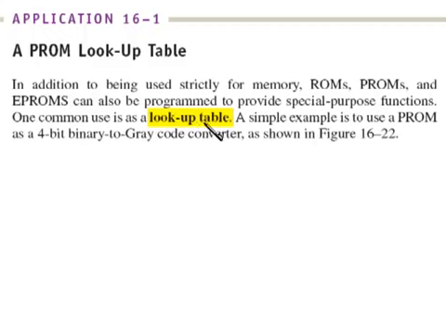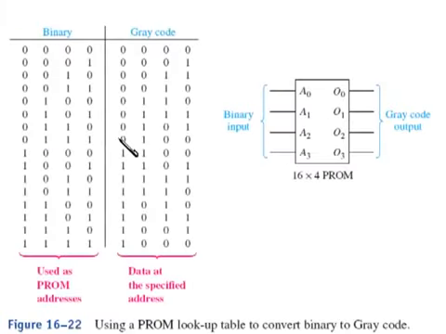A simple example is to use a PROM as a 4-bit binary to gray code converter, as we'll see in the next diagram. First of all, I made a chart of all the binary numbers counting from 0, 1, 2, 3 all the way up through 1111, which is 15, and the corresponding gray code. And the gray code, as you studied back in a previous chapter, goes all zeros and then 1, and then you get 1, 1, and so on.